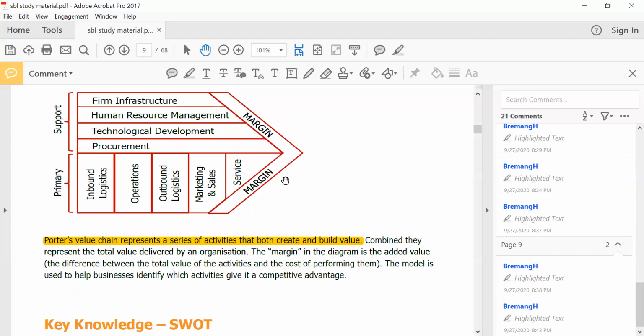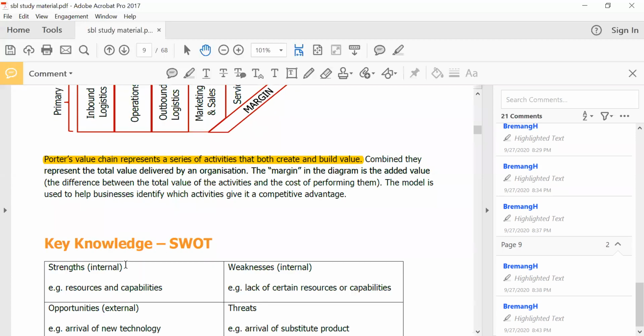So Porter, in his quest of showing companies how to create value, decided to come out with what we call the value chain. And it's a chain. That means that the primary activities tend to lead into the support activities, and it turns out to be a to and fro movement. They are interrelated, right? Porter's value chain represents a series of activities that both create and build value. Combined, they represent the total value delivered by an organization.